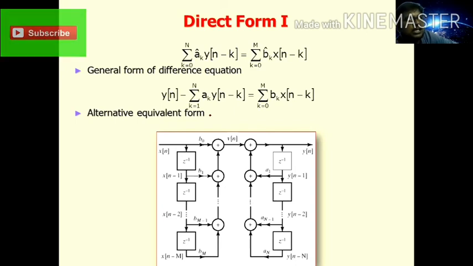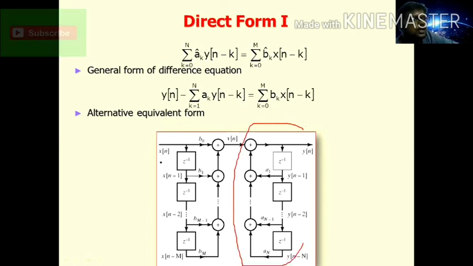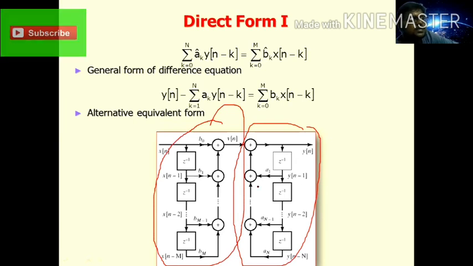It means H of z is equal to summation b k z power minus k divided by 1 minus summation a k z power minus k. See the alternate equivalent form here. This is the corresponding block diagram for direct form 1 and direct form 2. So x of n, draw one single straight line. This portion represents H1 of z and this H2 of z. When I add both subsystem transfer functions, you can get the direct form 1 method.